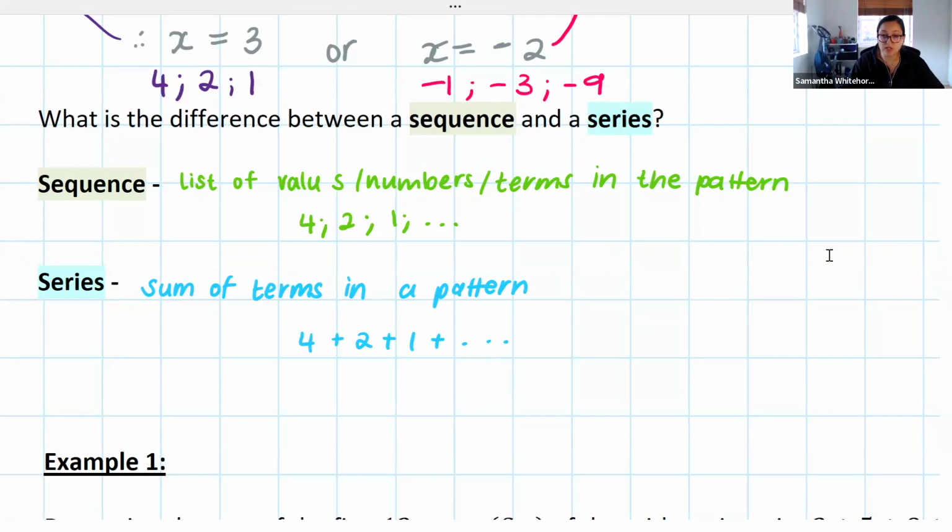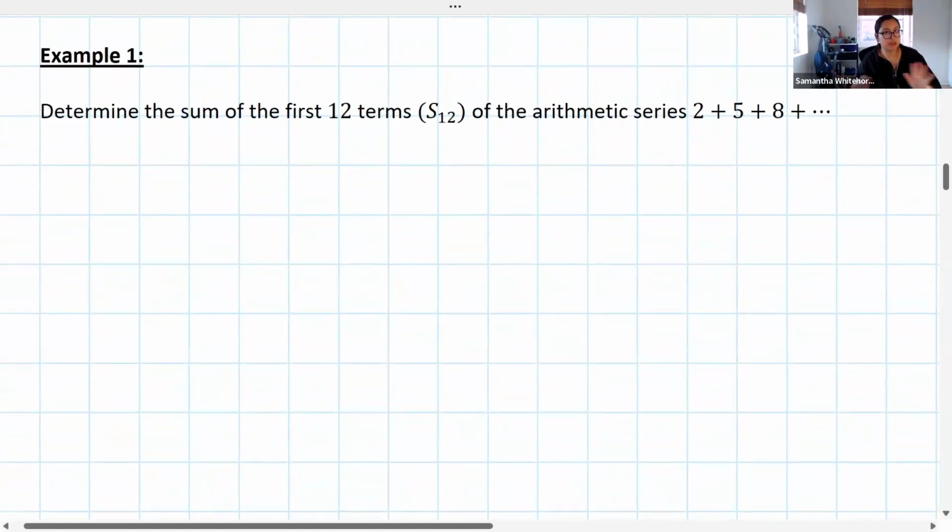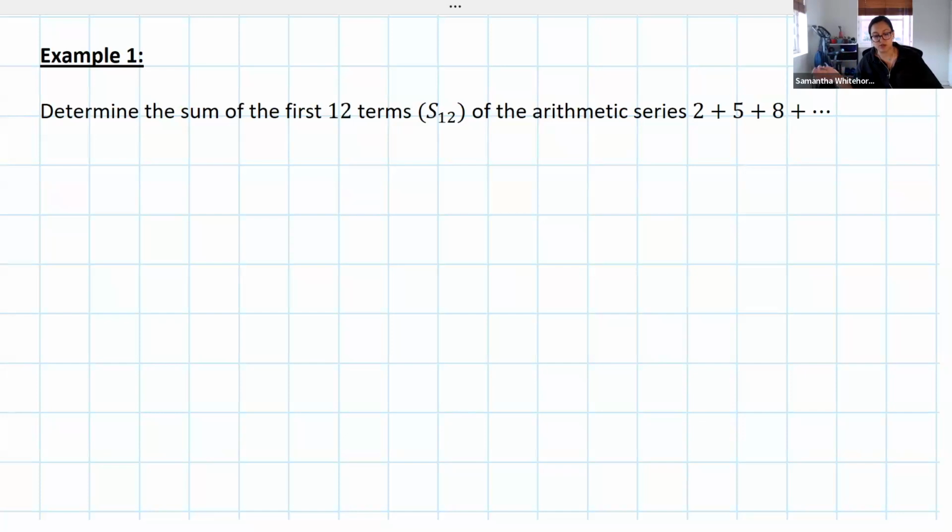All right, so if you want those definitions, take a quick screenshot and let's have a look at the first example to see how we actually find these sums of series. If we have a look at our first example, it's quite easy, quite basic. We're not running before we can walk. Determine the sum of the first 12 terms of the arithmetic series 2 plus 5 plus 8 plus, etc.